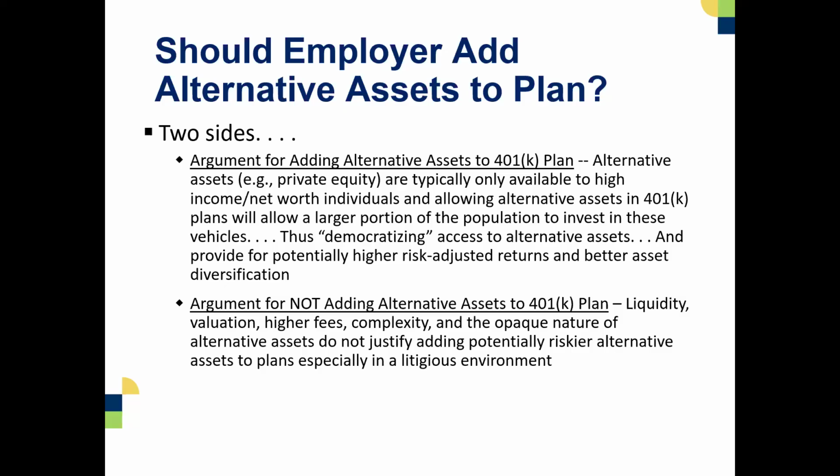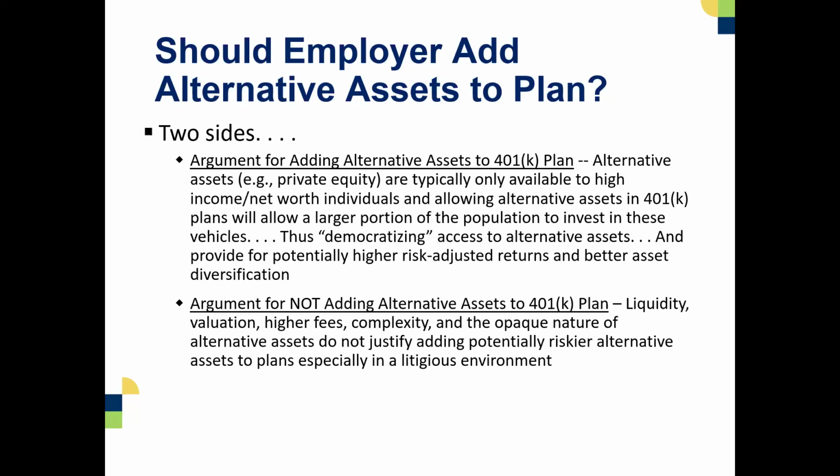So that's the argument for adding alternative assets into our plan, and that's the position that the administration takes. The argument against adding alternative assets to our plan is that this is really just a ploy for private equity managers to get access to another market with a couple trillions of dollars in the 401k market. Now, there's never been a rule prohibiting alternative assets in a 401k plan. They've always been allowed as long as a fiduciary prudently evaluates whether it's appropriate to have alternative assets in our plan.